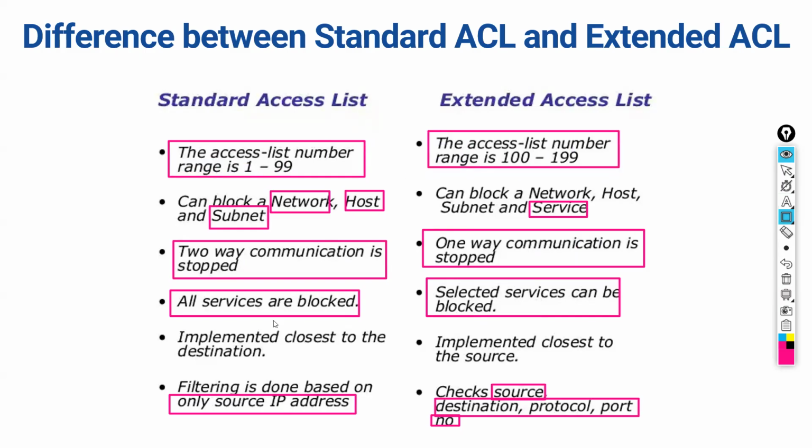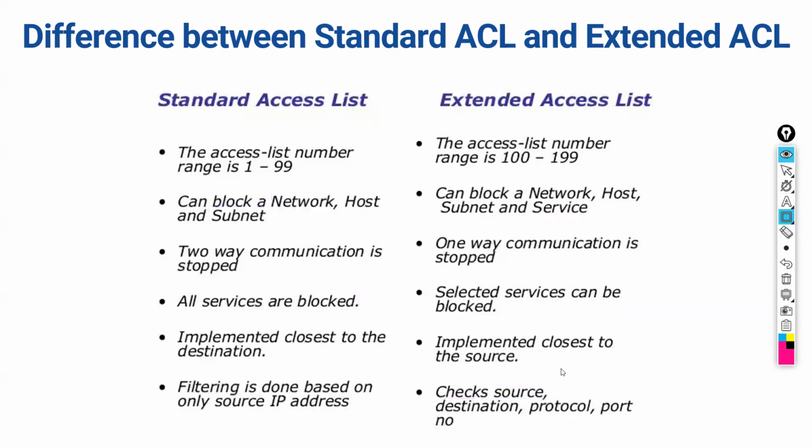Then the number range, I have already explained this, that we can use numbers to differentiate between the ACLs. Then your standard ACL, we say it is implemented closest to the destination, and your extended ACL is implemented closest to the source. Now let me explain why. Is the remaining difference clear? Okay.